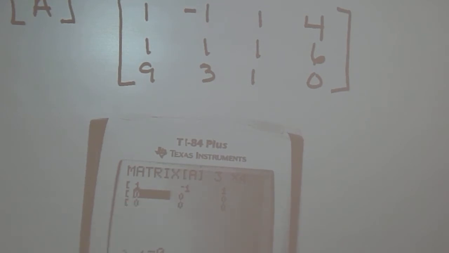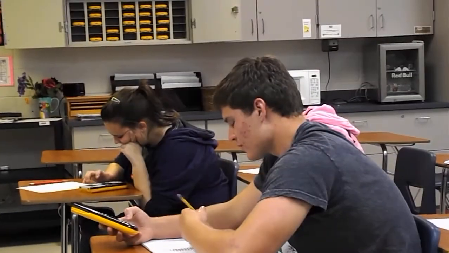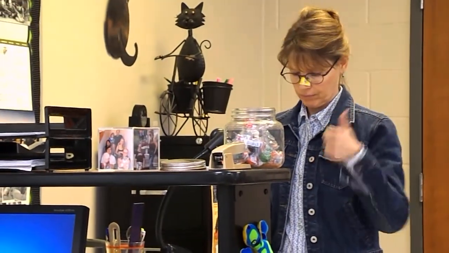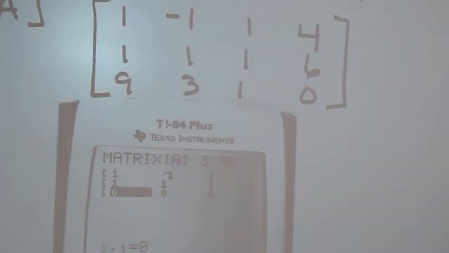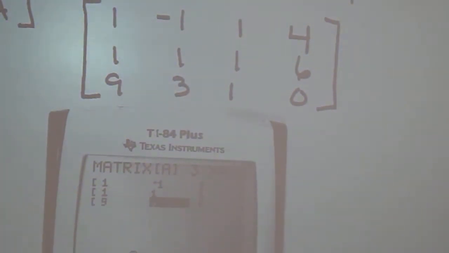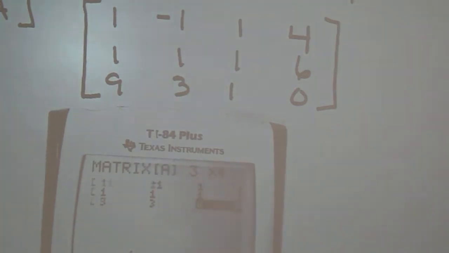All right. So how did you know that all these went in here? Into what? Like, you have 1, -1, 1, 4, 1, 1, 1, 6. Okay, those came from the first equation. Got it? 1, enter, 1, enter, 1, enter, and 6. And then the last one, let's do 9, enter, 3, enter, 1, enter, and 0, enter.